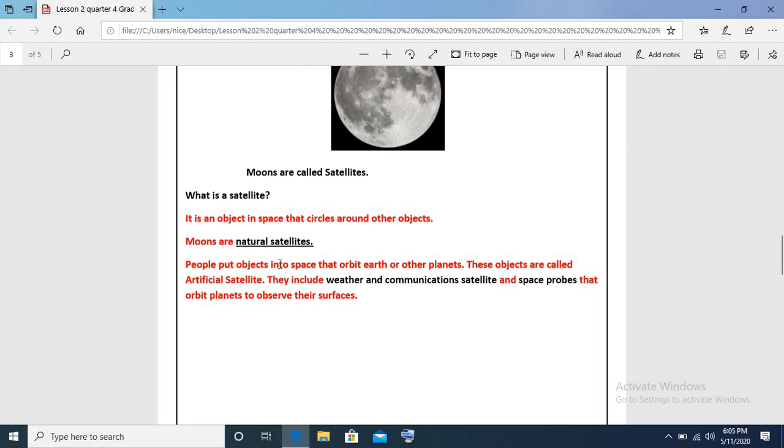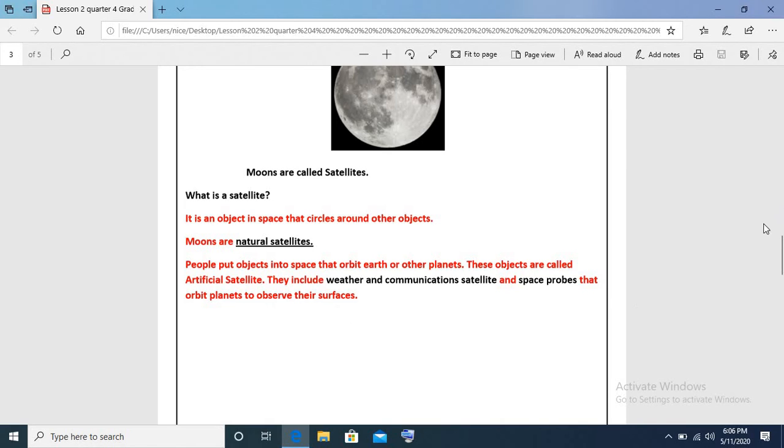What is the use of the satellites? What is their importance? They include weather and communication satellites and space probes that orbit planets to observe their surface. We can know from these satellites the weather on another planet, the surface of another planet, if there is water, if there is air. We can know everything on the other planets by these satellites, okay?